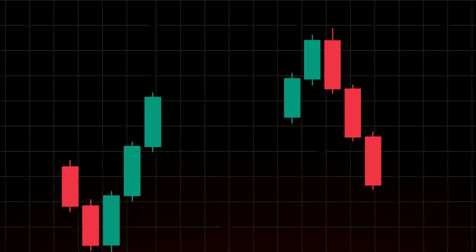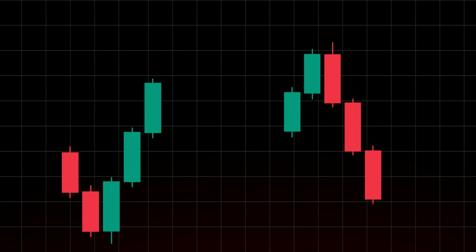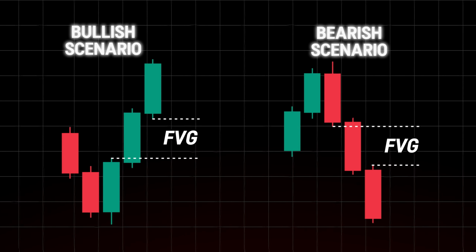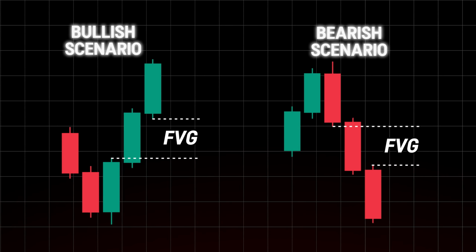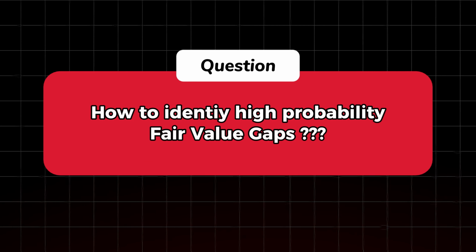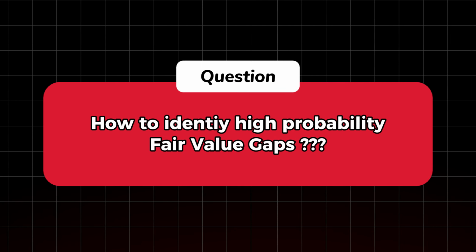They typically form within a 3-candle sequence and are noticeable as large candles where the upper and lower wicks of the neighboring candles do not fully overlap the body of the middle candle. This gap, or fair value gap zone, is the space between the wicks that the market tends to revisit. To effectively utilize fair value gaps in trading, it is crucial to follow a set of key principles.